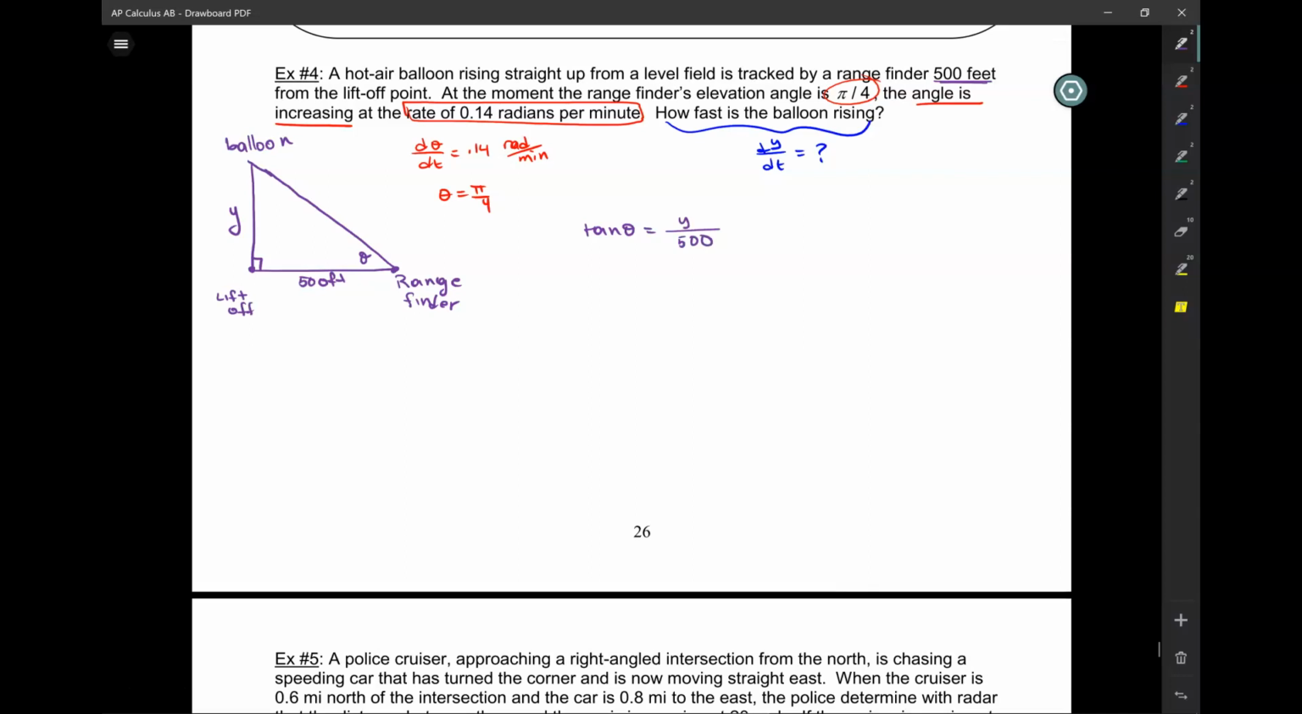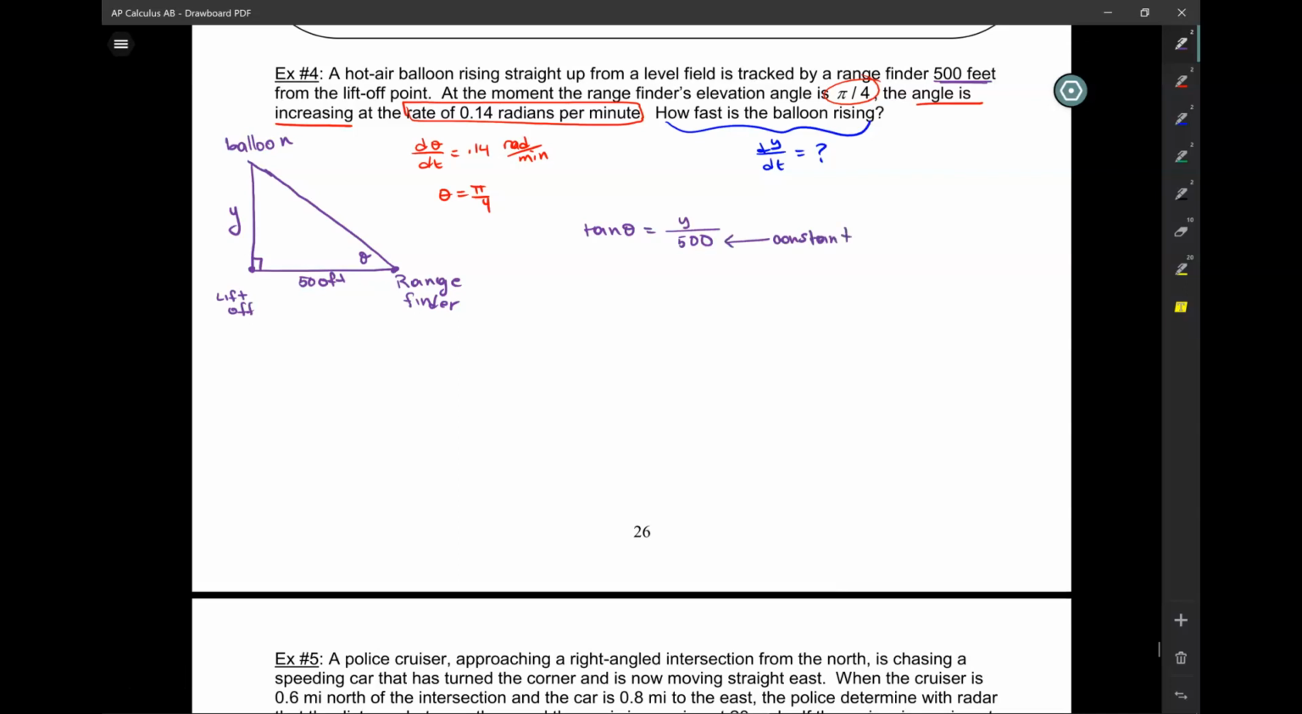Okay. In this whole thing, what's the constant? The pi over 4 is constant. What else is constant? I mean, the pi over 4 technically, that's the snapshot. The angle is changing, but we're looking at it when it's pi over 4. But what is never changing? The 500. All right? So that's your constant.